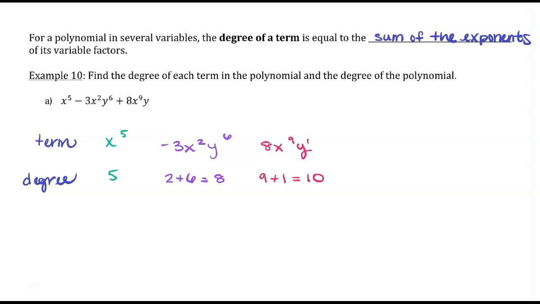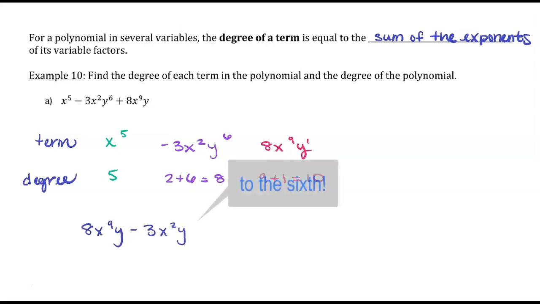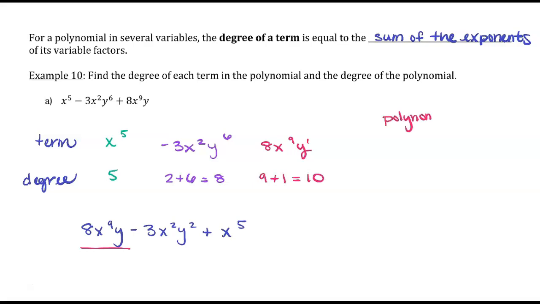If we were to write this polynomial in descending order, with the term of highest degree first and the term of lowest degree last, we would write this as 8x to the ninth y minus 3x squared y squared plus x to the fifth. That means our leading coefficient is 8x to the ninth y, which has degree 10. That also means that the degree of this polynomial is 10.